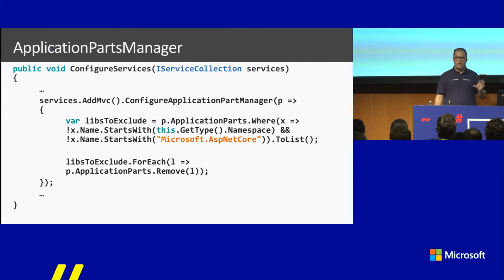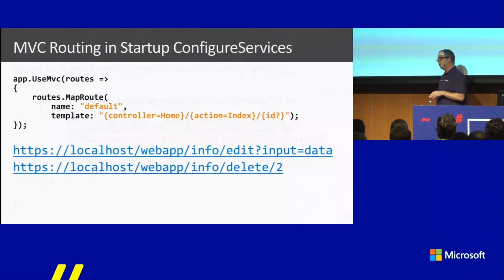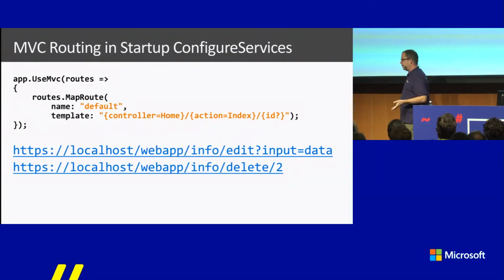So the application parts manager has done its job, has found controllers in your application, and it exposes them, right? We need to get a request mapped to that controller, right? And that's what MVC routing does for us. So similar with MVC in the full framework.